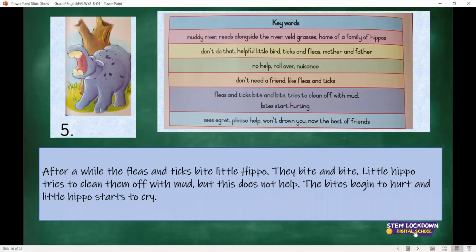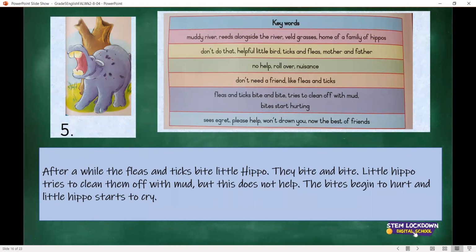Little Hippo tries to clean them off with mud, but this does not help. So in this sentence, I used but to add an effect of what is the result of what he does. So he cleans the mud, but does it help or doesn't it help? Is it a good thing? Is it a bad thing? And I, to share this information, to make it like, okay, how is he feeling? I said, but this does not help, so that you know that what he's doing isn't helping him.